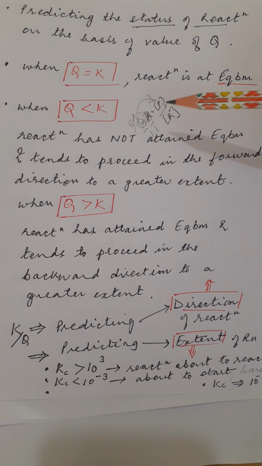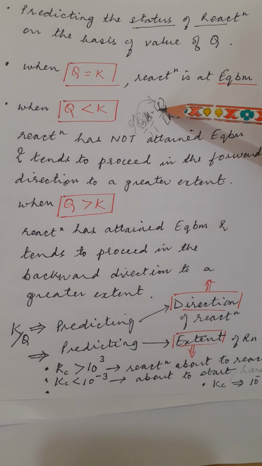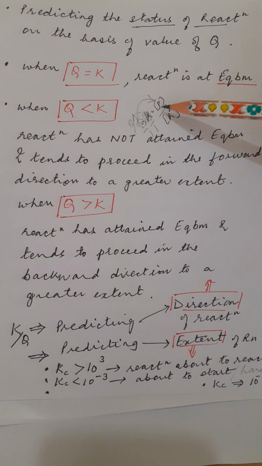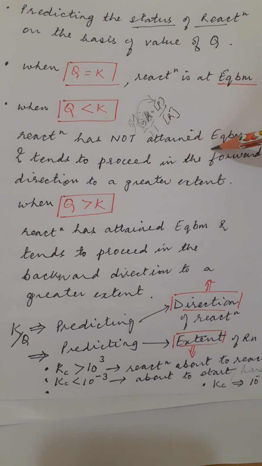So you need to understand that at this point we are not at equilibrium. We are trying to move towards equilibrium by increasing the value of the product, and that will happen if my reaction moves to a greater extent towards product formation, that is, in the forward reaction.